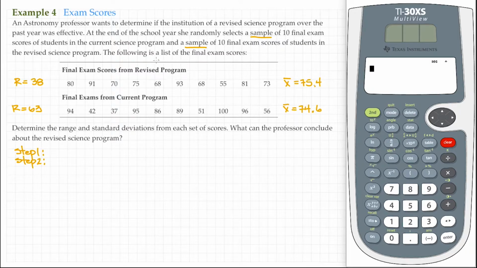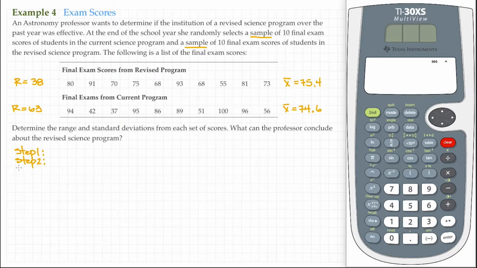They go ahead and revise the program. They take a sample of 10 final exam scores, and that average is 75.4. So not much difference. So maybe the question is, should they actually institute this new revised program since the average really isn't coming out that much different, right?